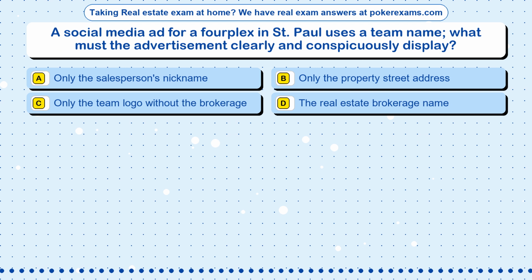Question 84. A social media ad for a fourplex in St. Paul uses a team name. What must the advertisement clearly and conspicuously display? Option A, only the salesperson's nickname. Option B, only the property street address. Option C, only the team logo without the brokerage. Option D, the real estate brokerage name.